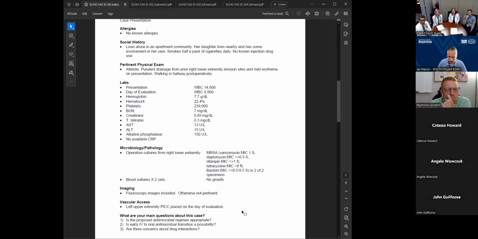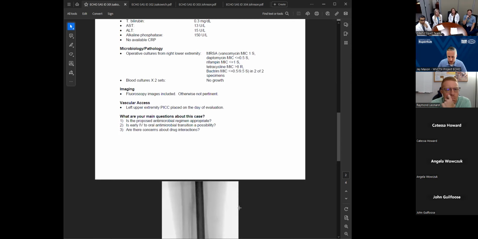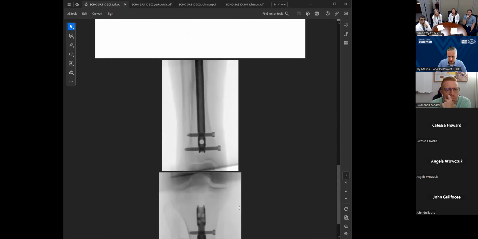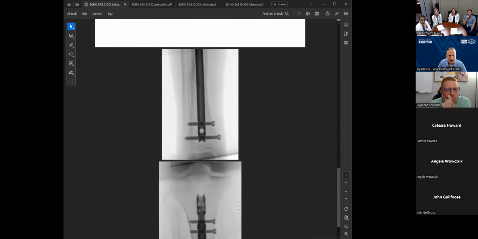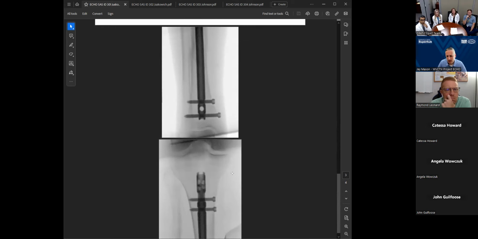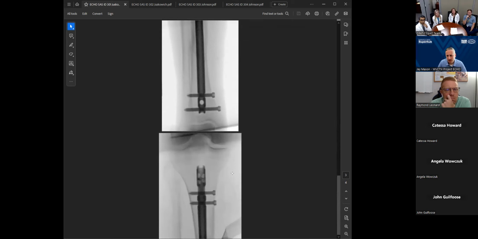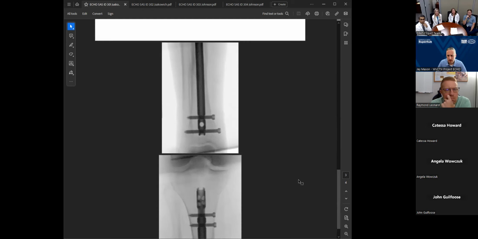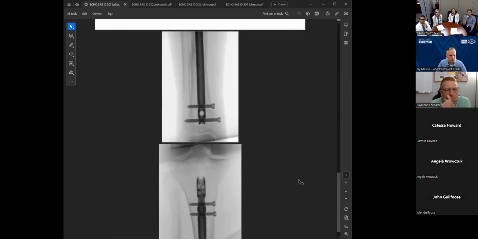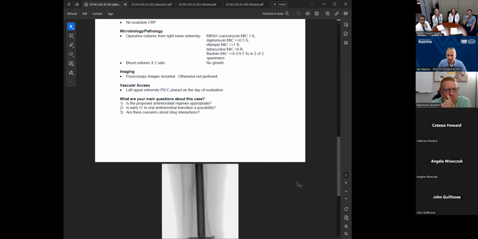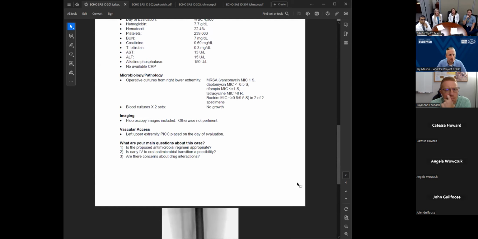For imaging, I included some images from her fluoroscopy, actually intraoperatively. We didn't have any images for her physical exam, but this just shows the hardware that's clearly in place and inserted in the setting when operative cultures were still positive. So you can see more proximally and then more distally along that fracture site in the top image, and then more distally again was where she had most of the erythema and purulent drainage. Go back up. Thank you. And she did already have a left upper extremity PICC placed at the time of evaluation.